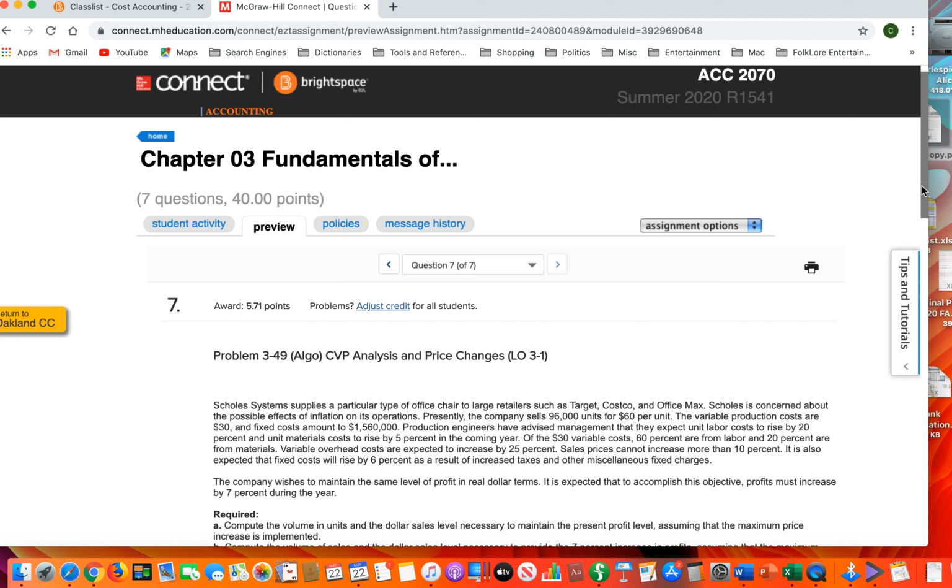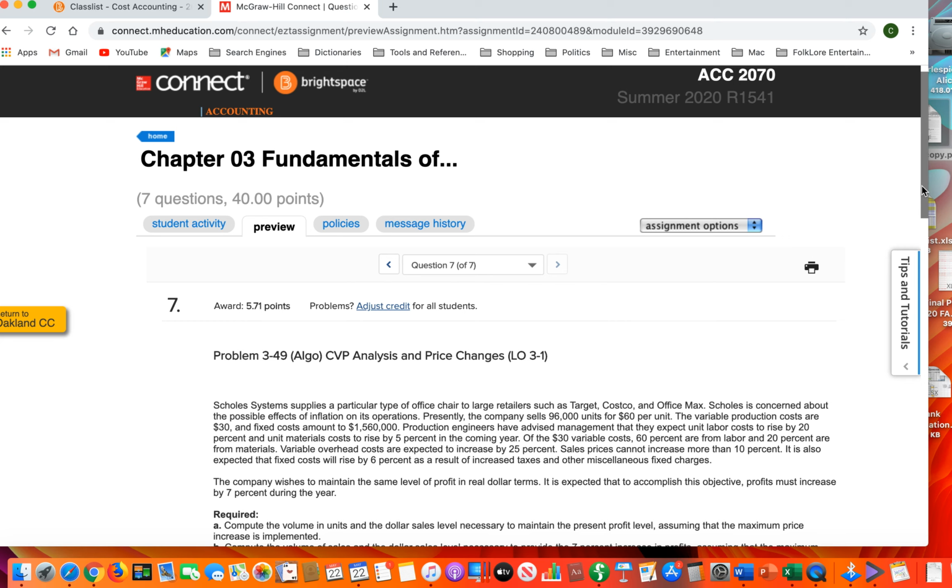Prove it. Write it down, folks. If your contribution margin is $2,973,600, and you subtract the fixed cost, which we just figured out, of $1,653,600, that will give you the operating income of $1,320,000.